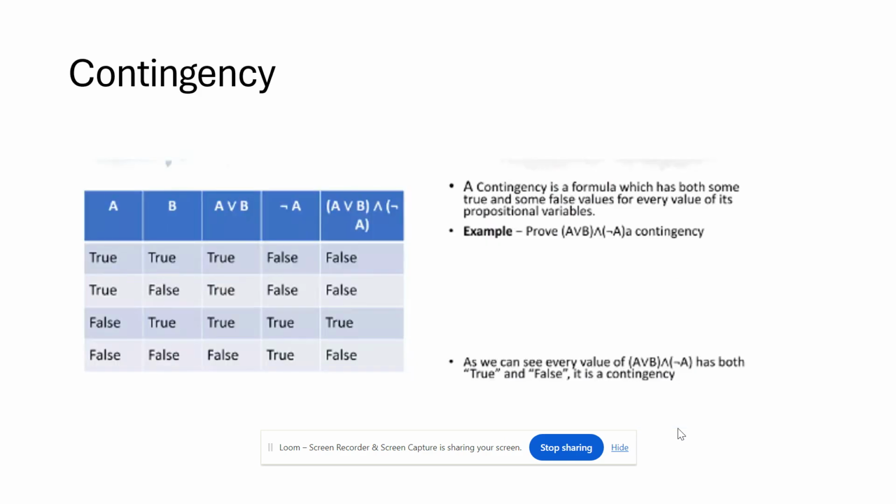Then contingency. A contingency is a formula which can take both the values true and false. It may be true or it may be false. Then we can say the statement is a contingency. Here we can see that the result of the propositional output can be true or false, so it is a contingency.